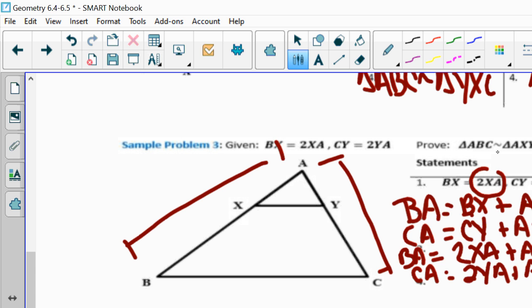So now I have 2XA plus AX. Well, it doesn't matter how I write AX or XA. I can combine those. So I have BA equals 2 plus 1, 3 XA, and CA equals 3 YA. CLT, we combined like terms. Let's get the number all by itself, right? So if I do BA divided by XA, I get 3. If I do CA divided by YA, I get 3. What did I do? I divided, so that's my division property of equality.